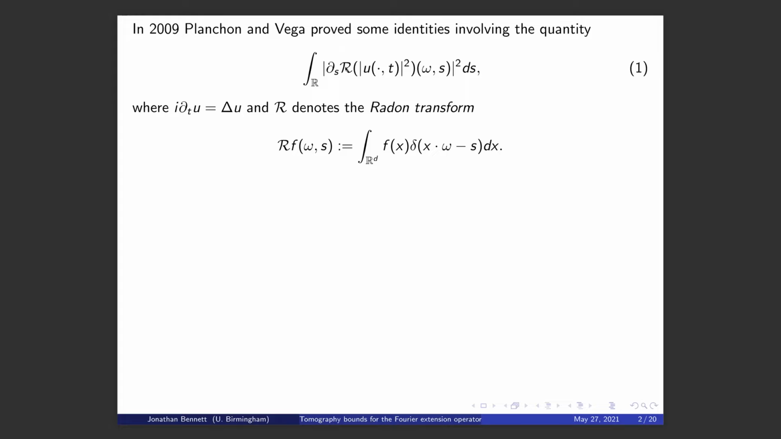So here, this script R is the Radon transform, the classical Radon transform. So I've got it written here. So the Radon transform takes a function on R^d and it integrates it over a certain affine subspace. So R of f is a function of hyperplanes. And we're parameterizing hyperplanes here by their normal vector omega and their distance s from the origin. So this is the role of this delta distribution here, which gives rise to integration over this hyperplane with normal omega and distance s from the origin.